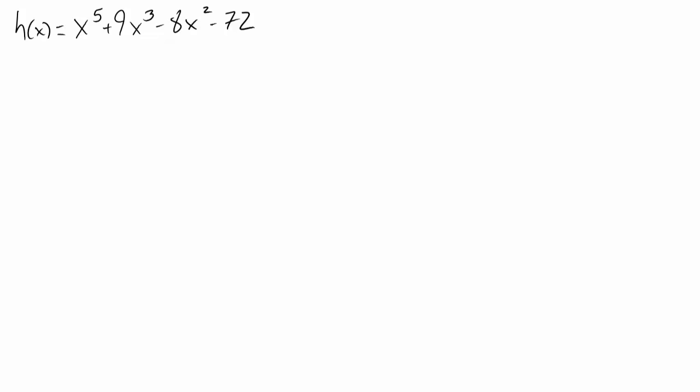Here we're given the polynomial function h of x equals x to the 5th plus 9x cubed minus 8x squared minus 72. And we've been asked to factor h into linear and irreducible quadratic factors with real coefficients. So basically what that is going to tell us to do is just break this down as best we can without actually having to resort to complex numbers.